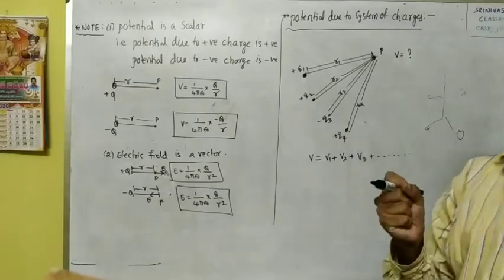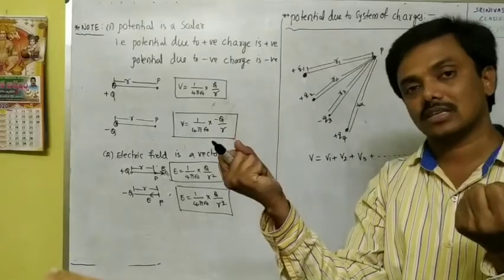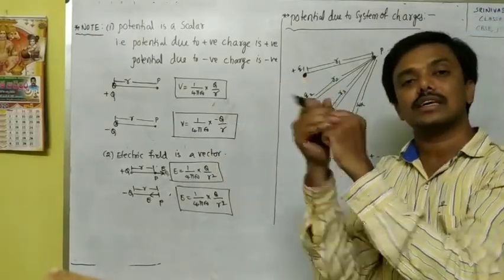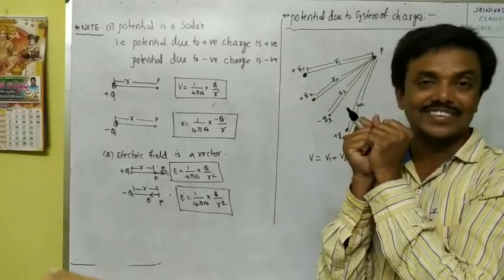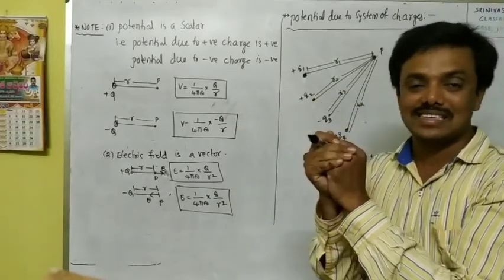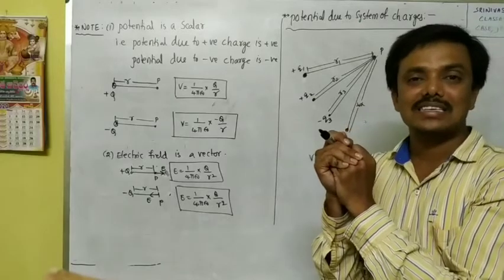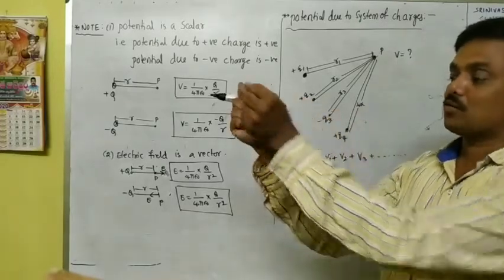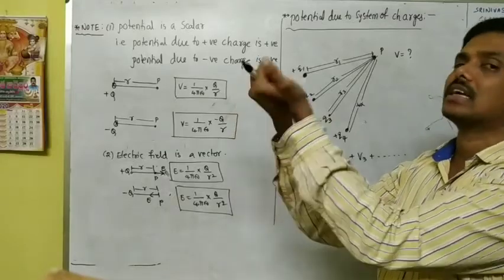For example, 2 kg mass and 3 kg mass. If you combine the two, you will get 5 kg. Directly we will add. We cannot use directions because mass does not have direction. Mass is a scalar. Right? And 2 kg body, 3 kg body, if you combine them, you will get 2 plus 3, 5 kg.